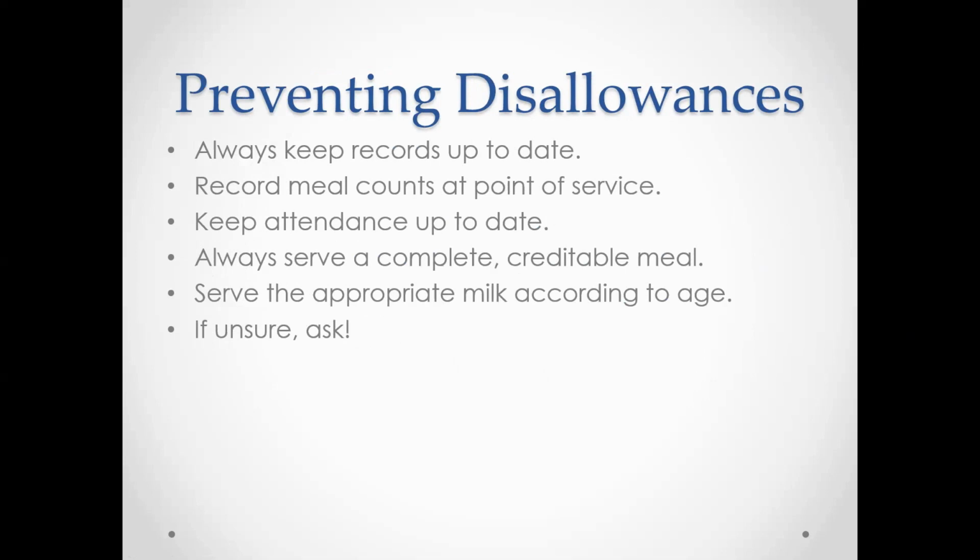So how do we prevent disallowances? We always want to keep records up to date. Record meal counts at point of service. Keep attendance up to date. Always serve a complete, creditable meal. And serve the appropriate milk according to age. And if you're unsure, please ask somebody.